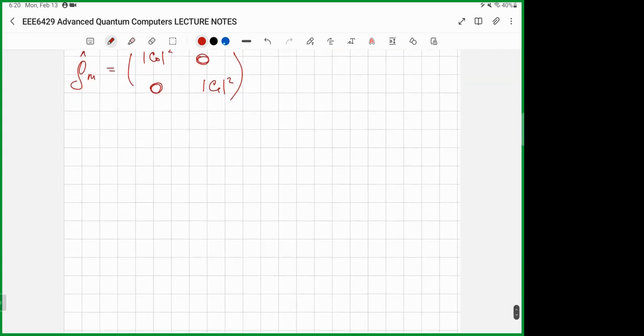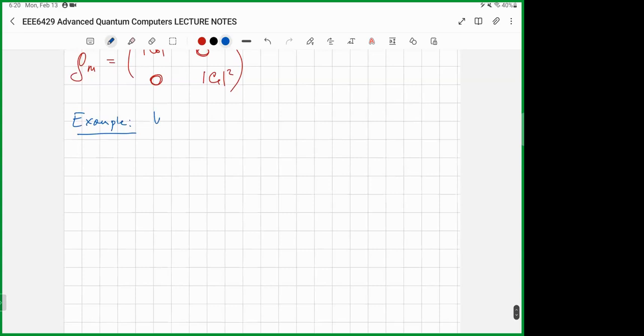Okay, so now let's consider an example. What is the density matrix of a two-level system in the state of quantum superposition?